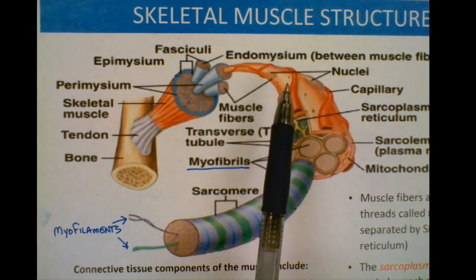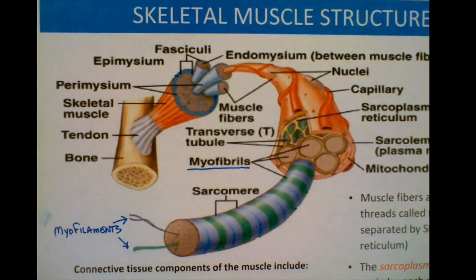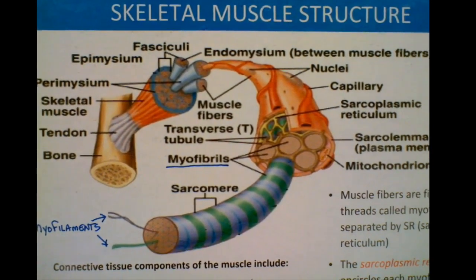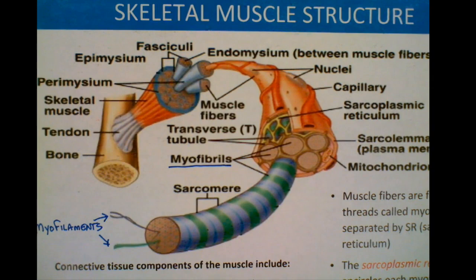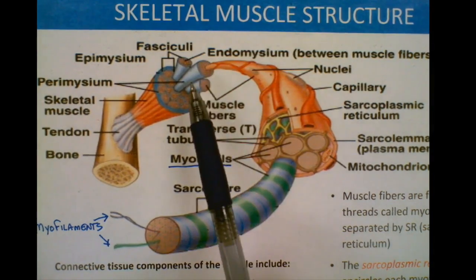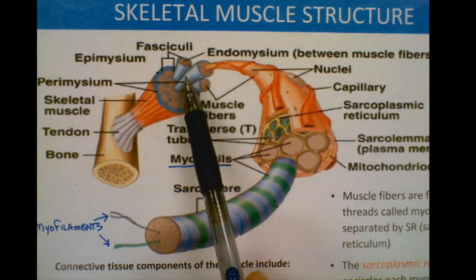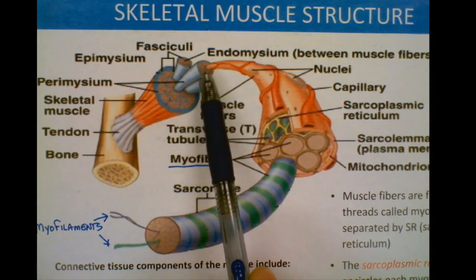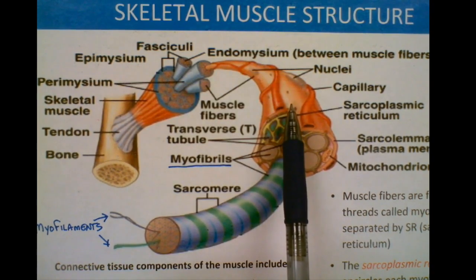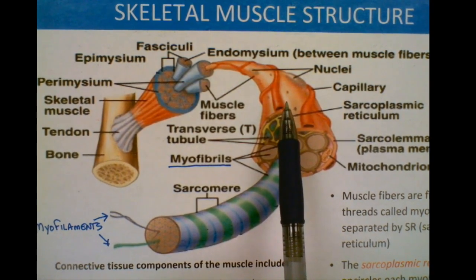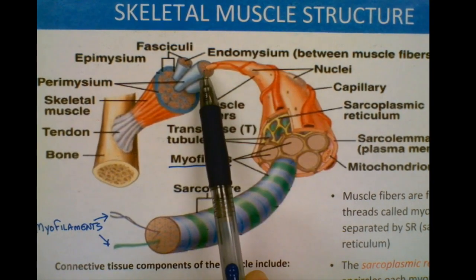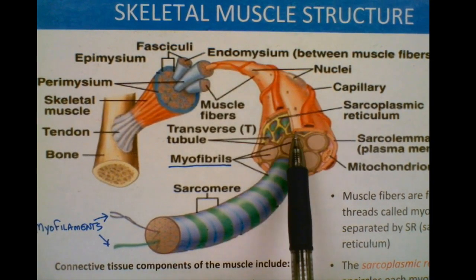called myofibrils. All right? So the myofibrils are part of the cell. This fascicle is made out of a bunch of nerve cells, not fibrils, but cells. I misspoke. These muscle cells, we call them muscle fibers.